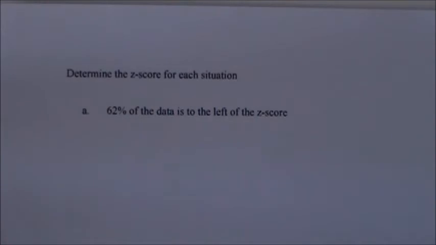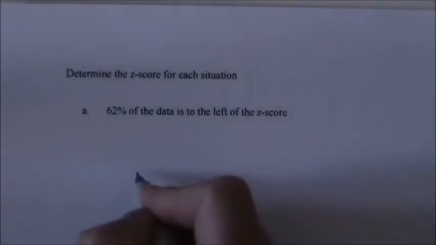Sometimes you're given the percentage under the curve and asked to find either the z-score or the x value. In this example, it says determine the z-score for each situation. The first situation says 62% of the data is to the left of the z-score. Let's start off with our bell curve.